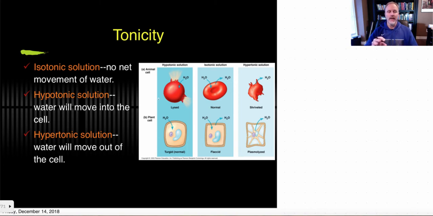The cell will take on water and burst. Drop it into an isotonic solution, you're going to have no net movement of water. It's going to maintain its hydration level. And if you put it in a hypertonic solution, the cell's going to shrivel up. And the same thing will happen with the plant cell, but the plant cell is kind of bound by a cell wall. And so that's going to kind of protect the plant and the cell to ensure that really no damage occurs within reason.